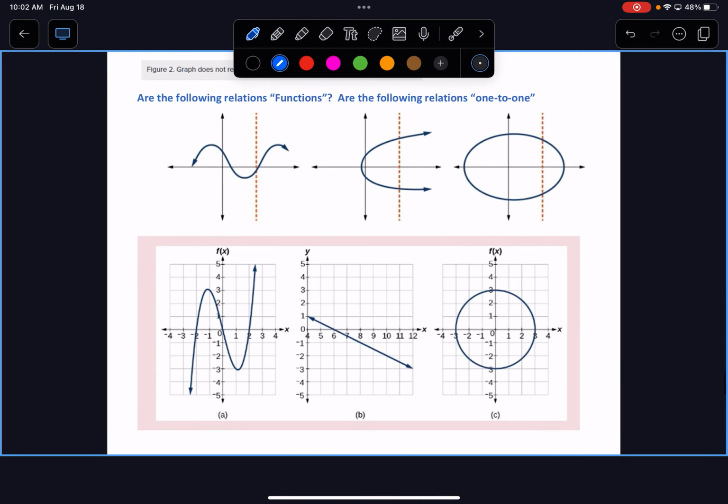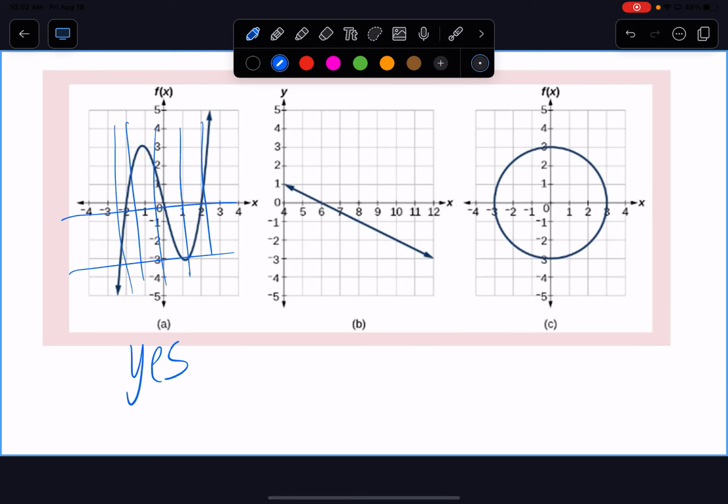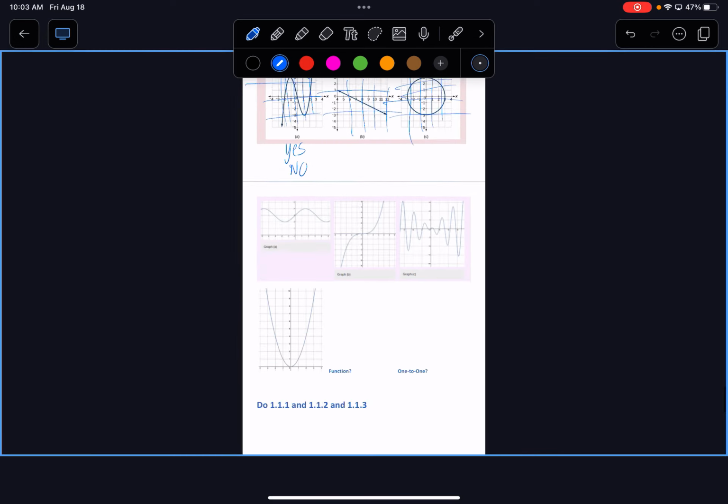Let's just do these. Is this a function? Yes. Is it 1-to-1? No. Is this a function? Is it 1-to-1? Is this a function? Is it 1-to-1? Okay, good stuff. I think you get the picture.